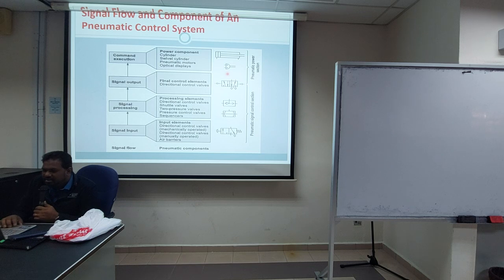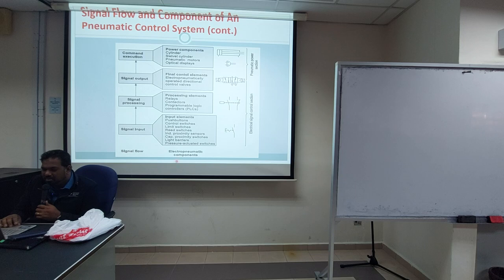a directional control valve. Then the command execution, the end product of the pneumatic system, can be a pneumatic motor or a pneumatic cylinder. Usually in exams or in the lab we give linear pneumatic cylinders. Motors exist but not many, because we cannot see the motor, so it's hard to imagine, so we always opt for the linear cylinder.